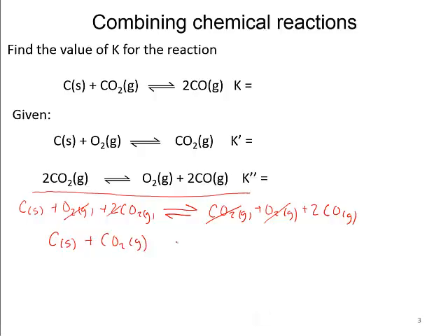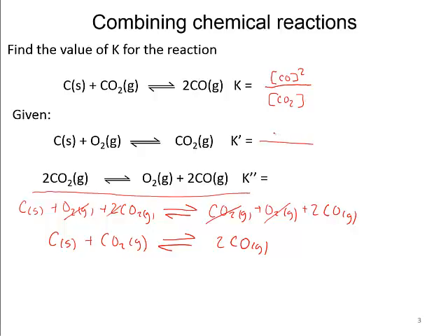So the question is, how do the known K values, K prime and K double prime, combine to give the K value of the added reactions? Well, let's look at each of these three equilibrium constants. For the unknown reaction, the equilibrium expression is CO squared over CO2, and you notice that we're not including the solid carbon as part of the reactants. Now let's look at the other two.